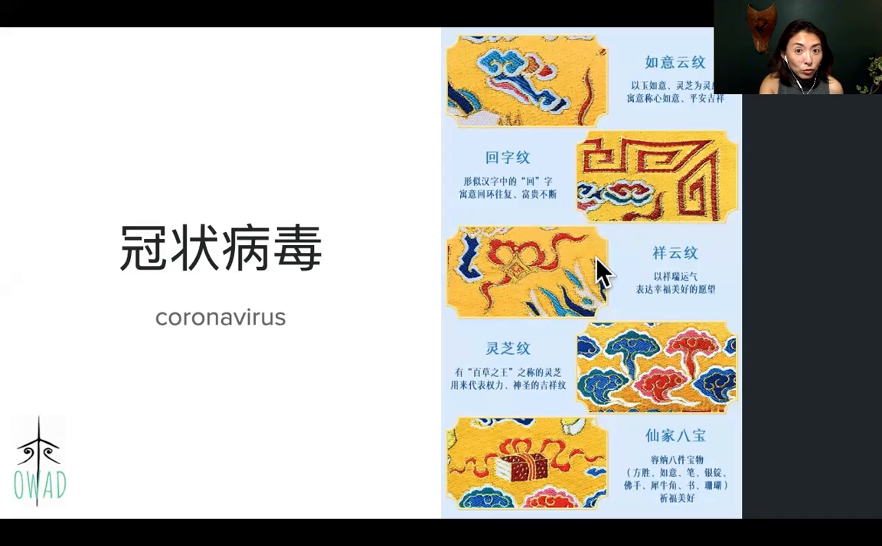So 冠状病毒 simply means coronavirus. The pop word of 2021, 22. Okay, we're still living in it.